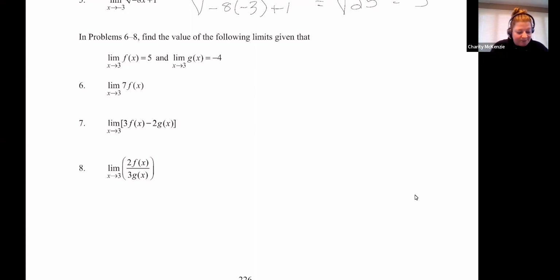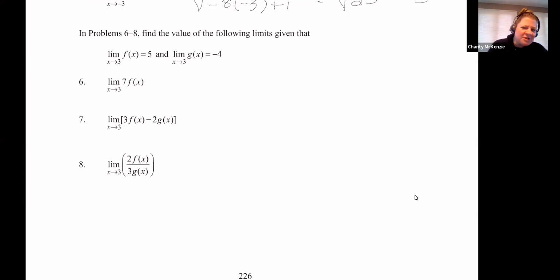So let's look at 6. So this one wants you to use the properties from page 1, and it's basically saying, okay, what if the limit of this function at 3 is 5, the limit of this function at 3 of g at 3 is this, then what is this next part here? So it's like, this is the basis for this problem right here. So it's saying here on the second one, or number 6, if you're putting 3 in, what's the limit of 7 times f of x?